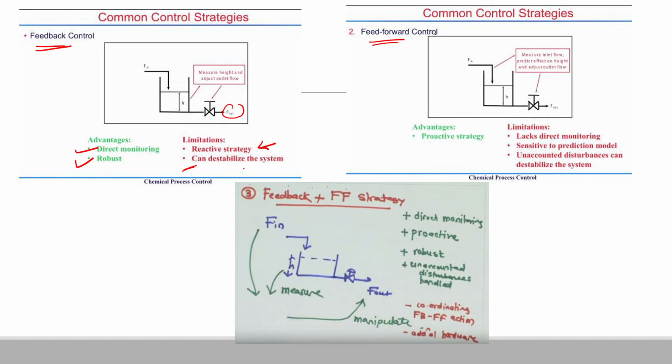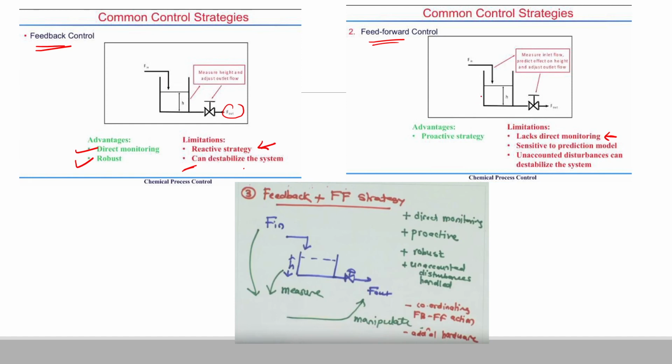Then if we take a look at the limitations of feed forward control, it lacks direct monitoring, since we are not measuring the output variable, and it is sensitive to the prediction model. For feed forward control, we need a prediction model that can quantify the effects of the disturbance on the output variable, and in many cases an accurate prediction model won't be available. So there can be error due to these prediction models. Then again, unaccounted disturbances can destabilize the system.